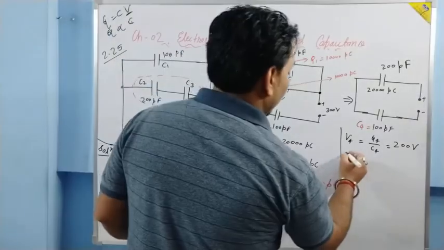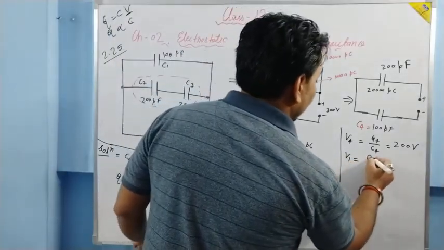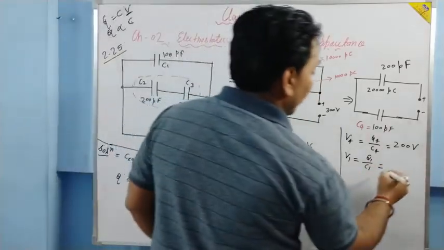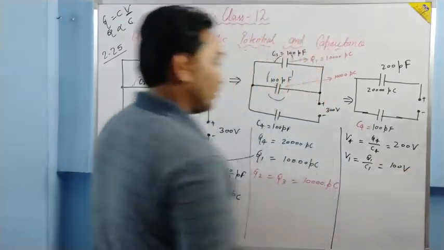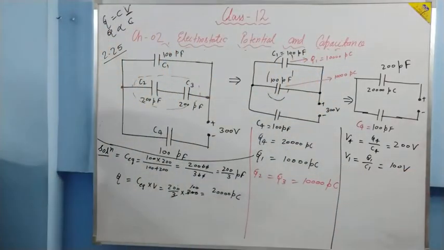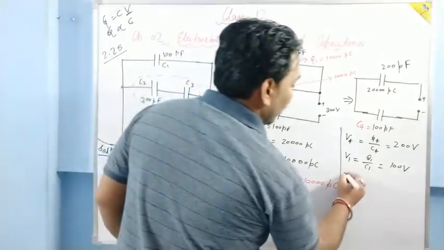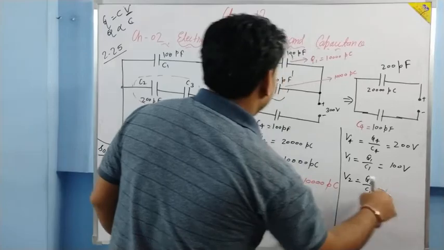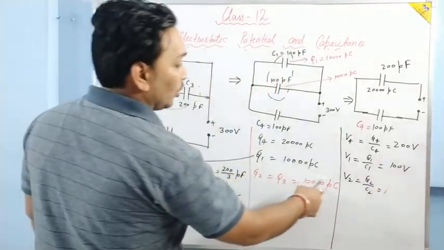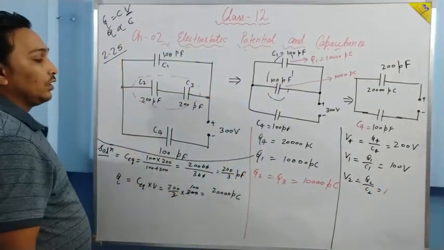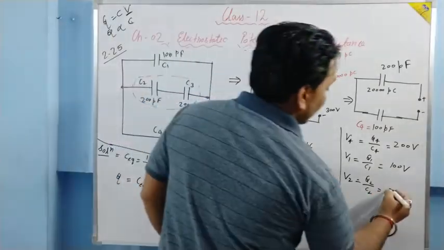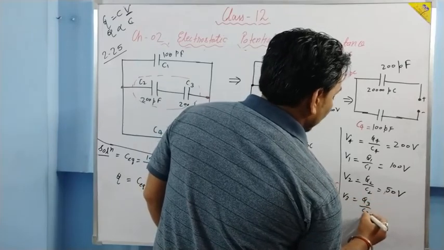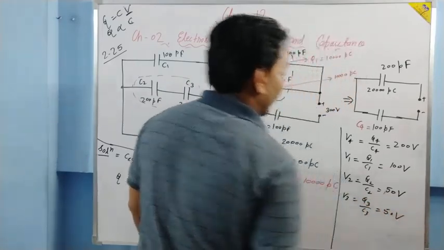Now V1 will be equal to Q1 upon C1, charge is 10,000 and capacitance is 100. 10,000 upon 100 is what? 100 volt. Exactly. V2 will be Q2 upon C2. Q2 and Q3 are both 10,000, and capacitance is 200. 20 will be cancelled out, and we solve this. They will have 50 volt. V3 will also have the same value because all the things are the same. It will be 50 volt.